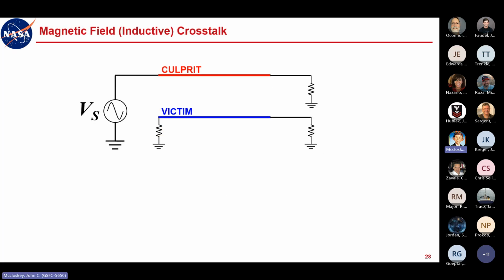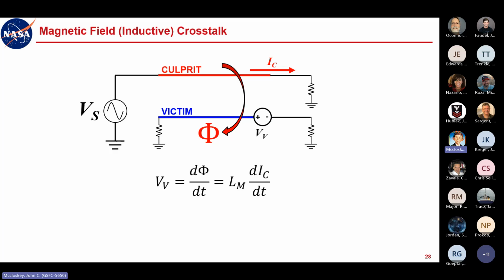So when we look at magnetic crosstalk, you have a culprit and a victim. You have some current flowing in your culprit that generates a magnetic flux that can then couple through your victim loop, and it couples to the loop, not to the conductor itself. That's a key distinction between capacitive and magnetic, or inductive, coupling. With capacitive coupling, the coupling is directly to the conductor. With inductive coupling, it's to the loop formed by the victim and its reference. Understanding the physics and the mechanism is key for understanding how you mitigate the problem.